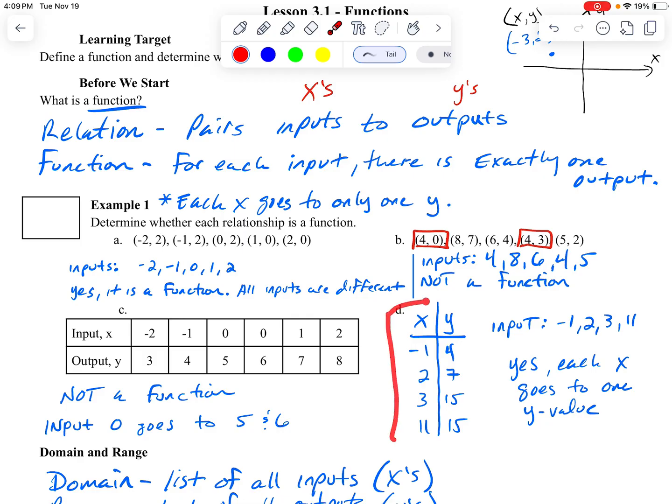Final example here, we made a little table. And again, each x value only goes to one y.